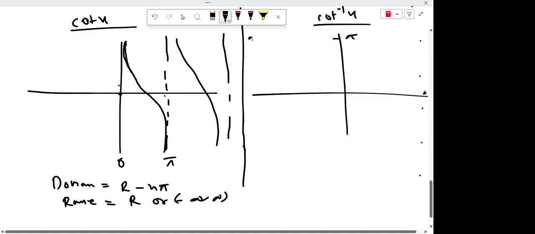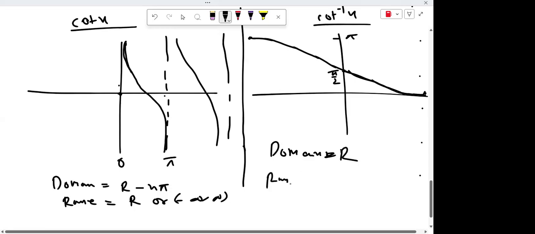Okay. So this is the kind of graph we have for cot inverse x. This is pi by 2. The domain is R because the range of cot x is R. The range is 0 to pi excluding both these two. Okay, note it down.